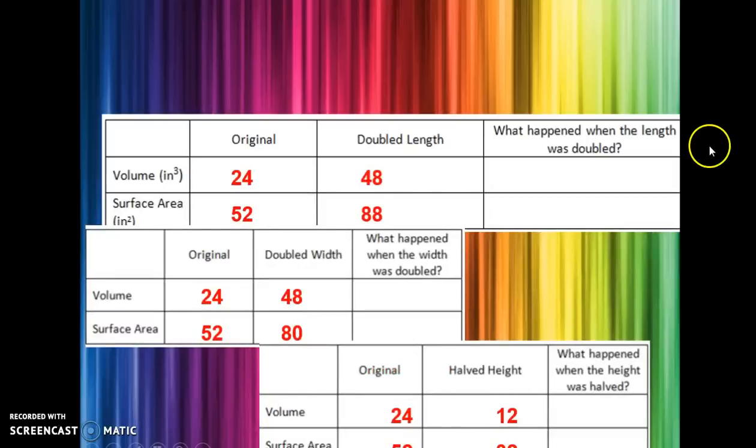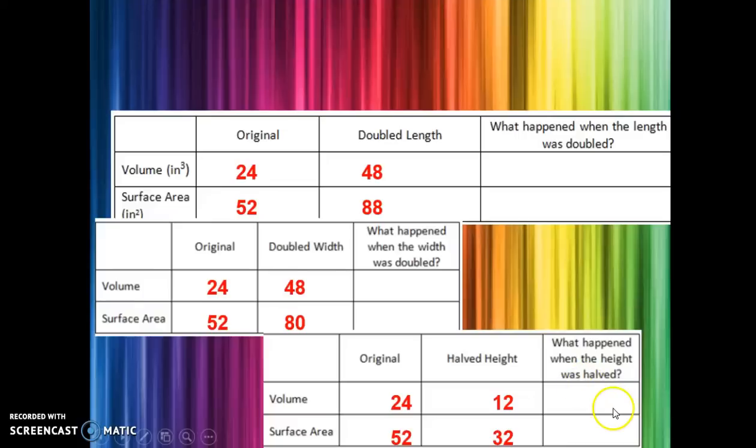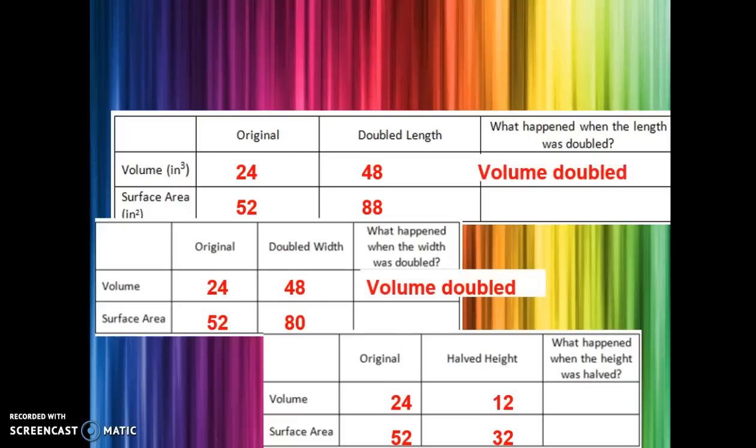All right, so let's think about this. Now when we look at all of our tables here, we can see all this information is now in one place, so we can look at them all together. Up here, when the length doubled, our volume doubled. When we doubled our width, our volume doubled. When we halved our height, our volume was halved. So if you'll notice here, whatever we do to the length, the width, or the height, the volume changes in the same exact way.